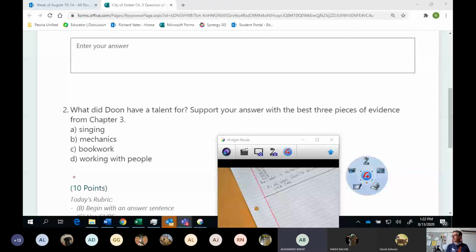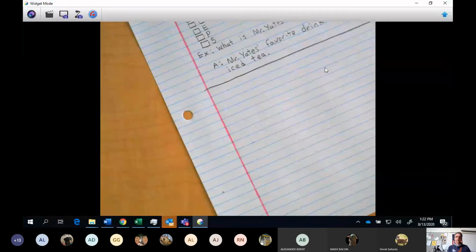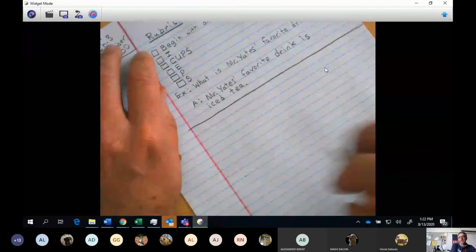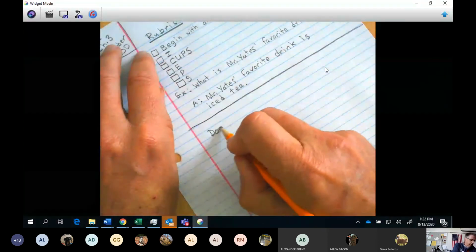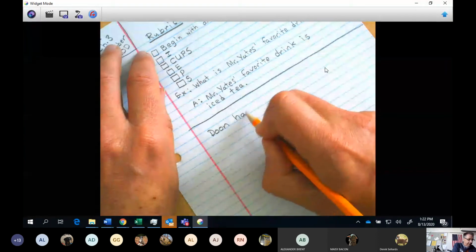Dune's talent is blank. Yeah, that's a great way to say it too. All right, I'm going to write down my answer sentence. Make sure you start to write your answer sentence underneath here. And again, as long as you have some of the keywords here like Dune, and I'm going to say Dune had a talent.